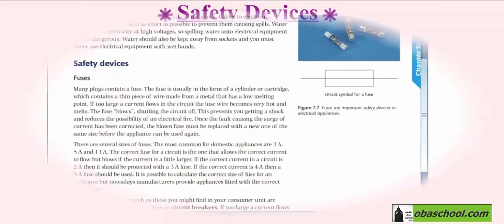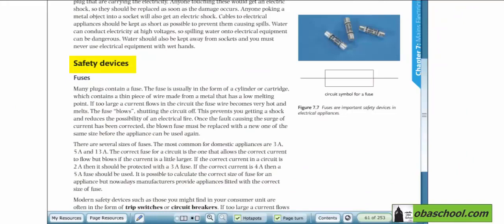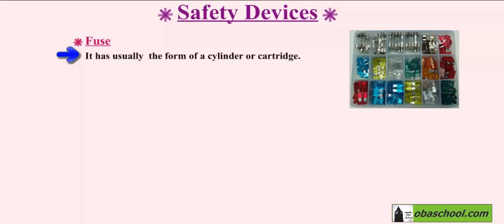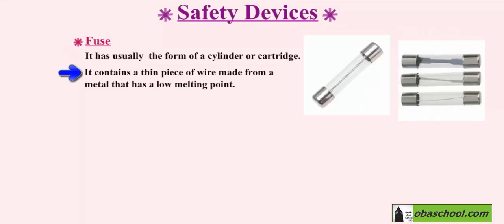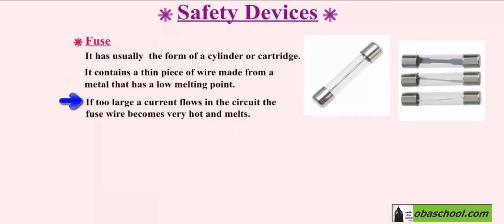In this video, a part of safety devices, we'll be discussing fuses and how to choose a fuse. First, let's start with what is a fuse. A fuse usually has the form of a cylinder or a cartridge. It contains a thin piece of wire made from a metal that has a low melting point. If too large current flows in the circuit, the fuse wire becomes very hot and melts.